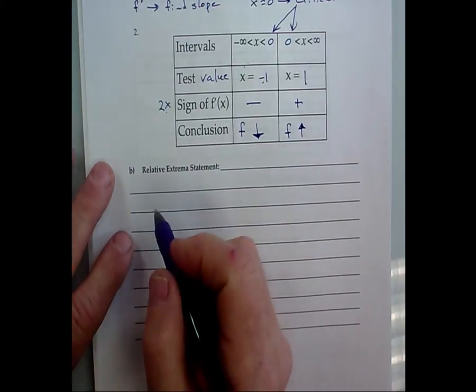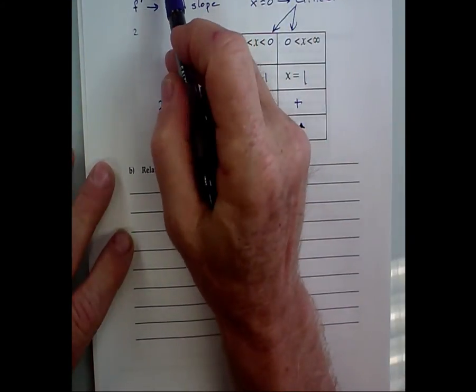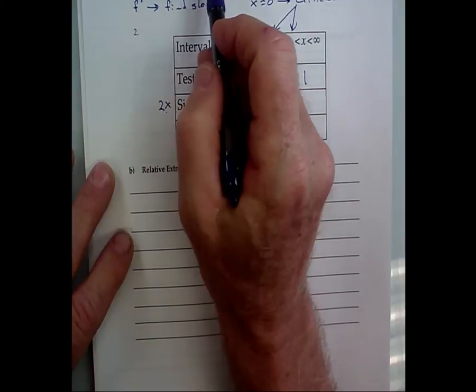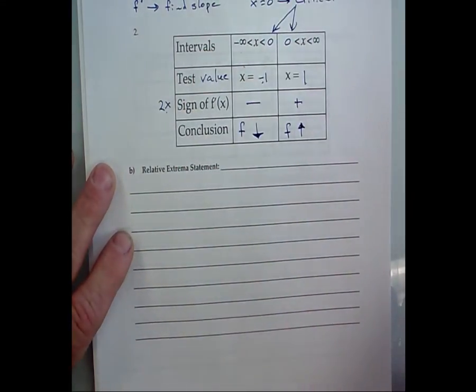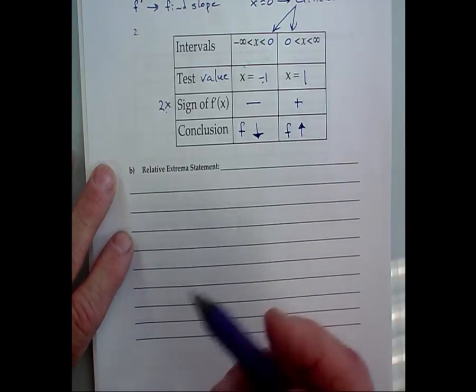So I'm going to write the statements. If I look at the directions, it says determine the open intervals where f is increasing. Well, where is f increasing? What interval? Alex? Where's f increasing? When x is greater than 0. Okay, when x is greater than 0, right?